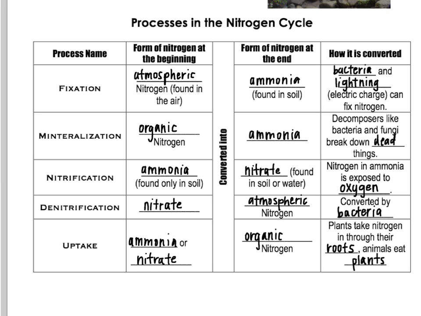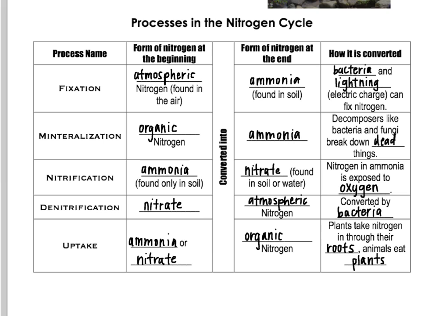Nitrification is where we take ammonia, which is only found in soil, and we convert it into nitrate, which can be found either in soil or water. And the way that you do this is you expose that ammonia to oxygen. So the reason nitrate can only be found on the surface of the soil is because it has to be exposed to oxygen. It has to be able to touch the air. And then in water, water has oxygen in it, so it's exposed to oxygen and it turns into nitrate.